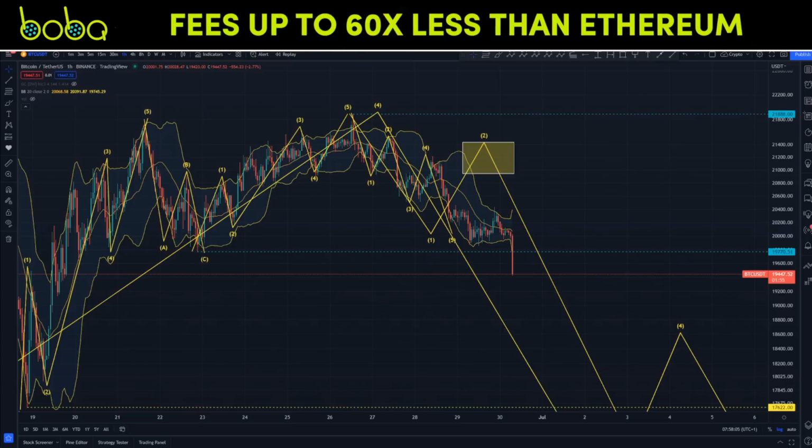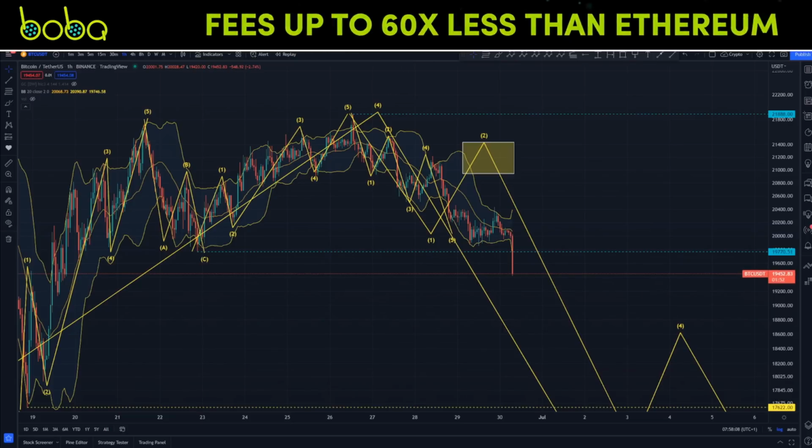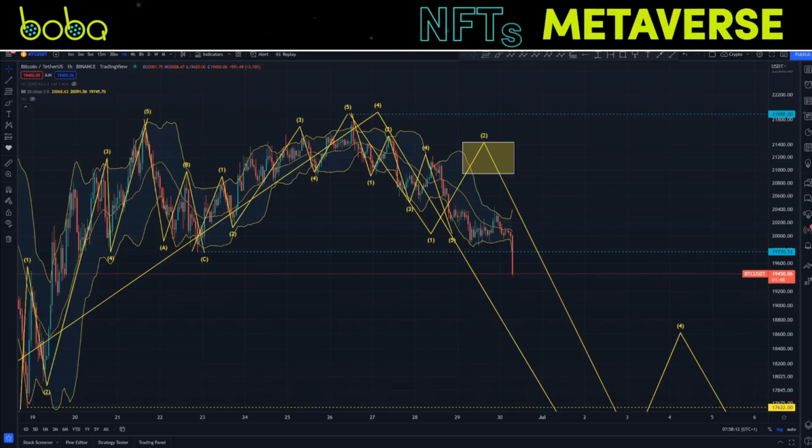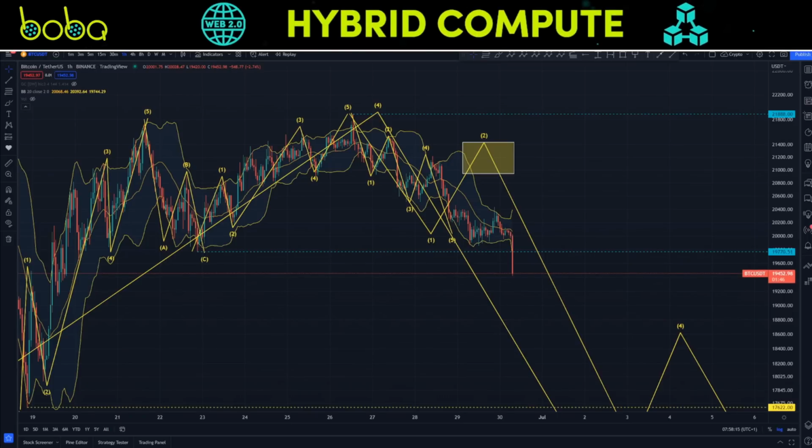Okay guys, let's waste no more time though. Let's jump right down into this and take a look at what's been going on most recently here with Bitcoin. So we have Bitcoin here paired up with USDT. We're on the hourly chart and Binance is the data source.